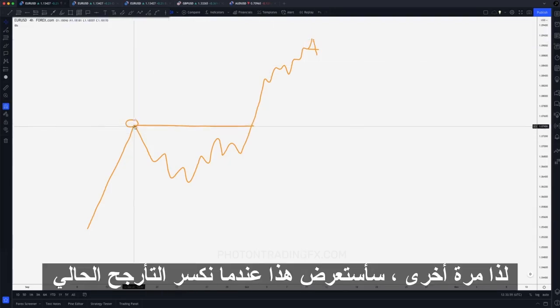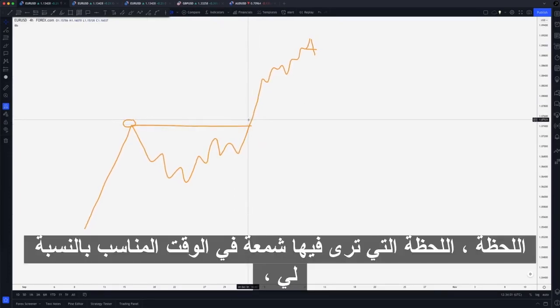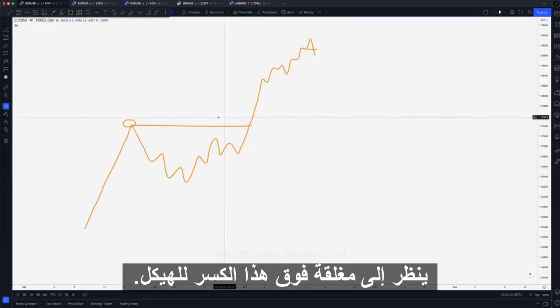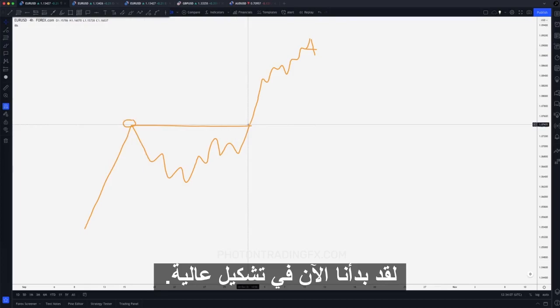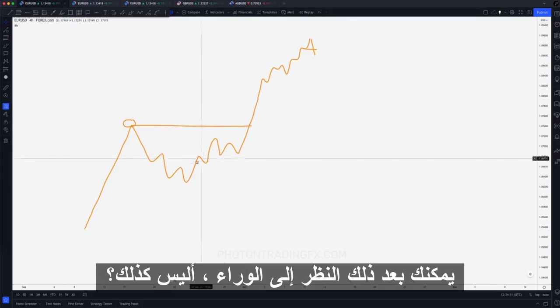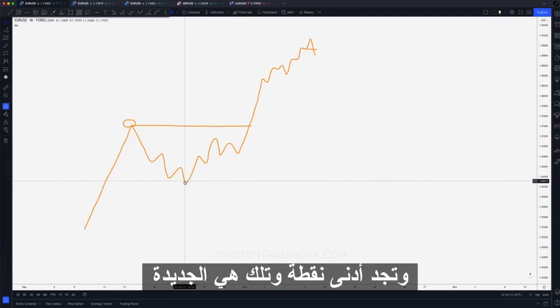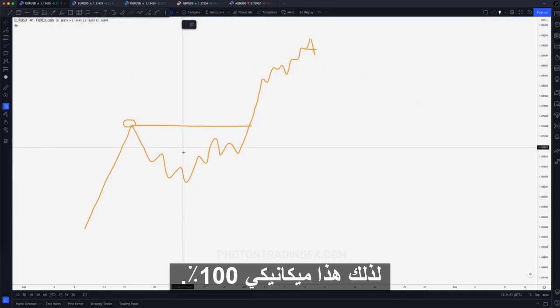When we break the current swing high, we get the break of structure to form a high. Straight away, the moment you see a candle, on the time frame you're looking at, close above this break of structure, we have now started to form a high. So the moment that candle closes there, you can then look back and find the lowest point. And that becomes the new swing low. Okay, so that is 100% mechanical.